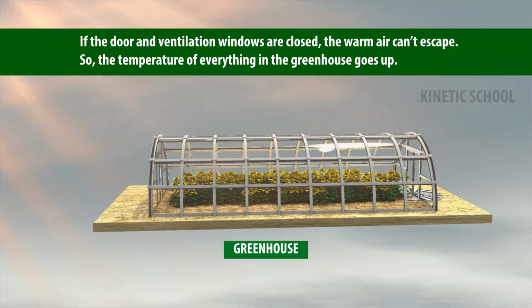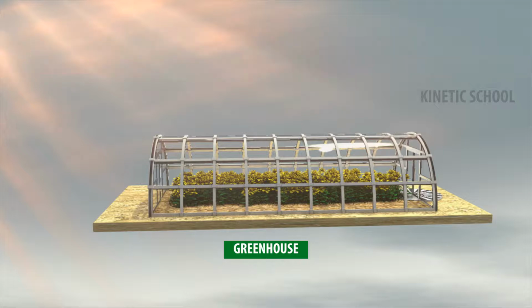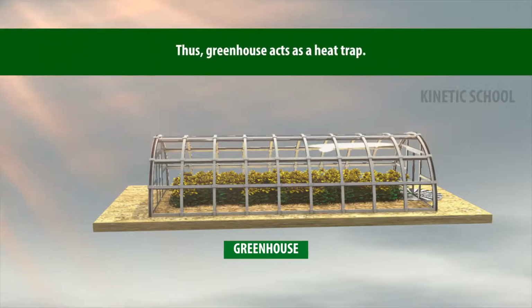If the door and ventilation windows are closed, the warm air can't escape, so the temperature of everything in the greenhouse goes up. Thus, a greenhouse acts as a heat trap.